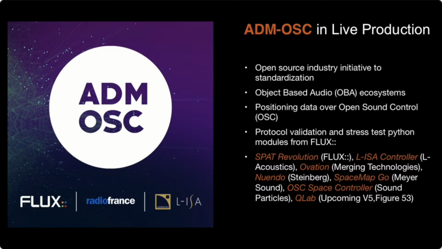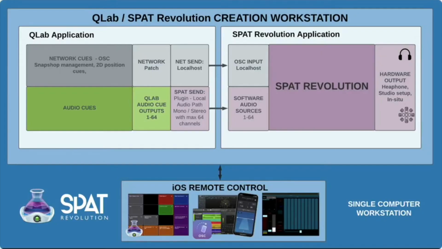Okay. Moving on. So let's actually look at some little diagrams to understand what's going on. Let's first focus on that standalone creation workstation, my laptop, my computer, where I want to be integrating the QLab application and SPAT Revolution. The network cues that you're familiar with in QLab are basically being sent to a network patch. And when we are on a single computer, we are using what we call localhost. We're going to be configuring this together in 2 seconds. Localhost is 127.0.0.1, for the ones that want the specific information, but we'll look at it.